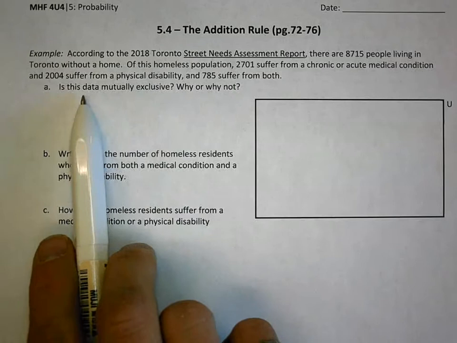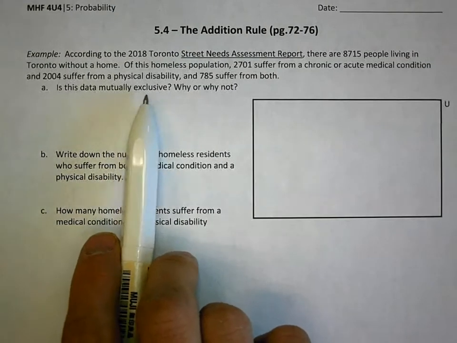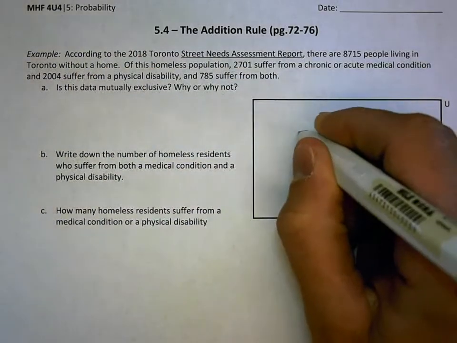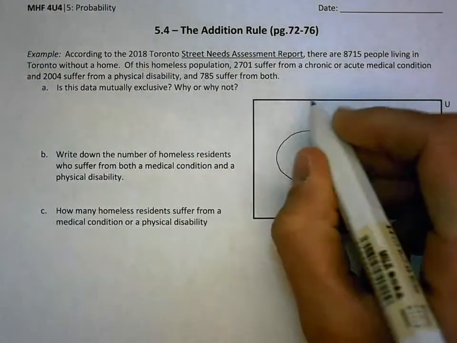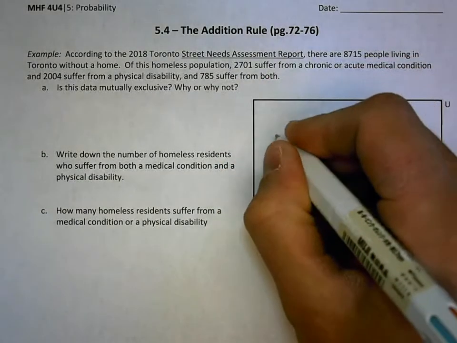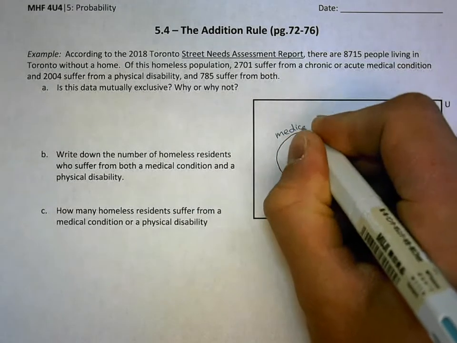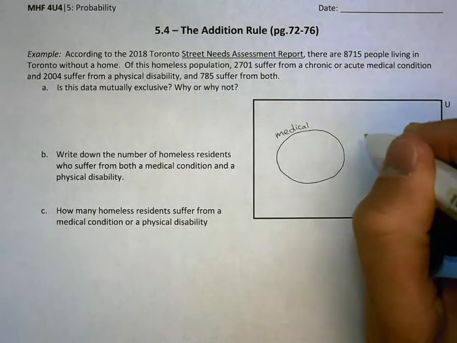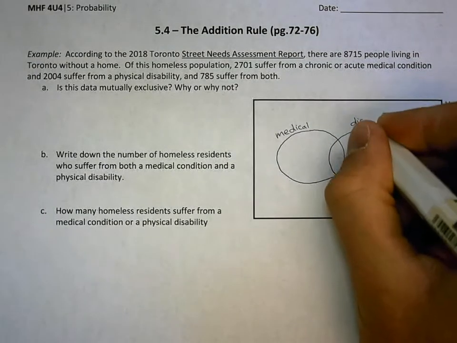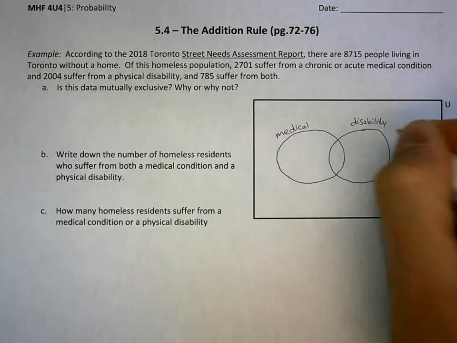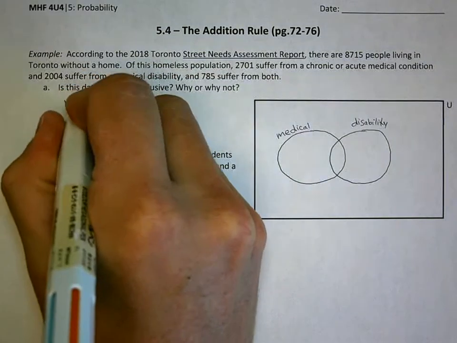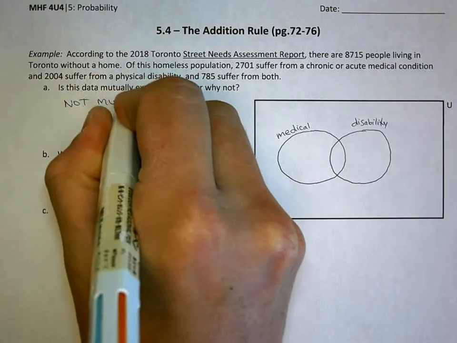So, okay, let's look at this. Is this data mutually exclusive? Why or why not? Well, hopefully you're remembering back to the previous lessons. If I were to graph this with a Venn diagram, I have a whole bunch of people who suffer from a medical condition that's acute or chronic, and then I have a whole bunch of people who suffer from a disability, and some people suffer from both. So when I have a situation like this with overlap, this is not mutually exclusive.